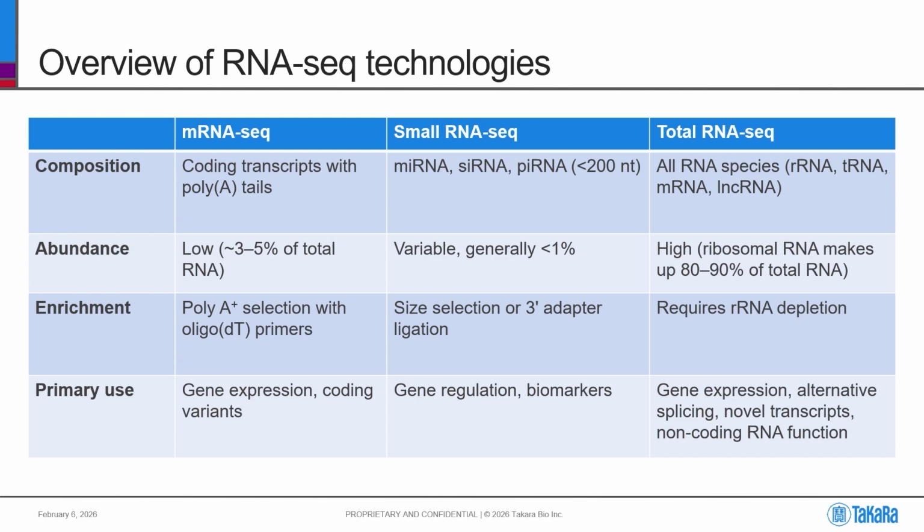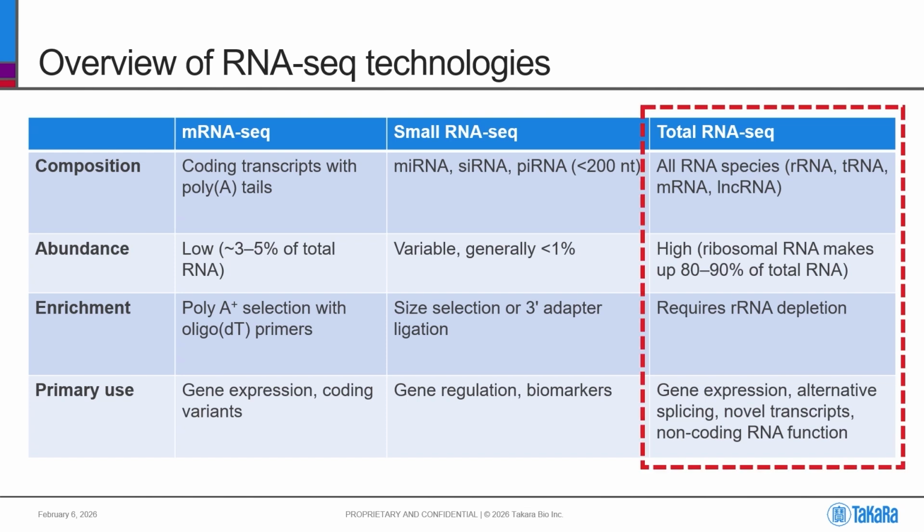For the dynamic RNA, there are various technologies available for analysis, of which mRNA sequencing focuses only on poly A tail coding transcripts, which represent a small fraction of total RNA. It's widely used for gene expression analysis, but it misses non-coding RNAs. Small RNA sequencing targets short regulatory RNAs such as microRNA and small interfering RNAs. These molecules are low in abundance but important for gene regulation and biomarker discovery.